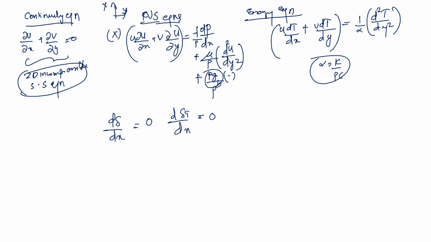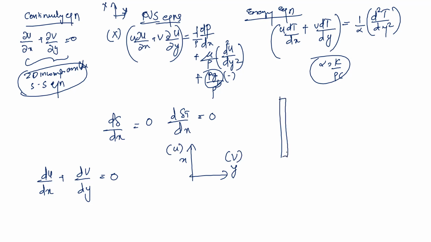So if you look at this equation, du by dx plus dv by dy equal to 0, right? So this is our x direction, y direction. So velocity in this direction is u and velocity in this direction is v. So the plate is like this. The flow is happening like this, with T infinity and T.